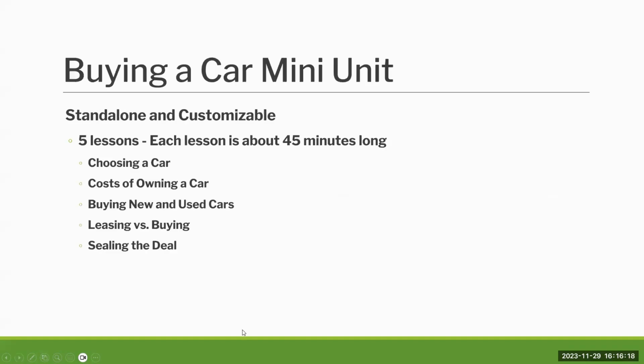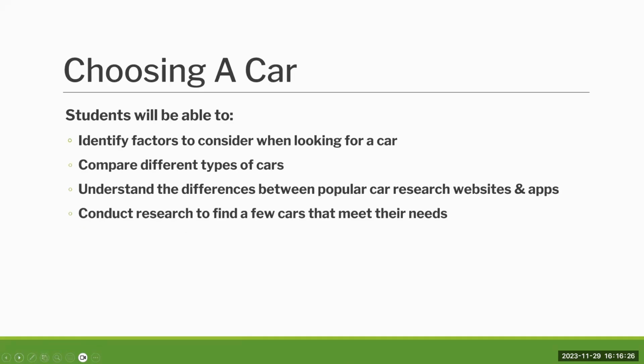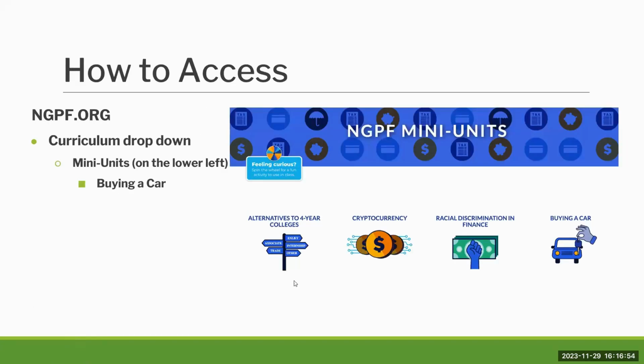It helps them compare different car types, so that they understand what they are and how you would compare them. And it helps them understand the differences between popular car research websites and the different apps that are available. So this is a great opportunity for students who haven't been exposed to these things to see them and understand they're out there, and then to conduct research to find a few cars that are going to meet their needs. So it gives them an opportunity within your classroom to look at all those.